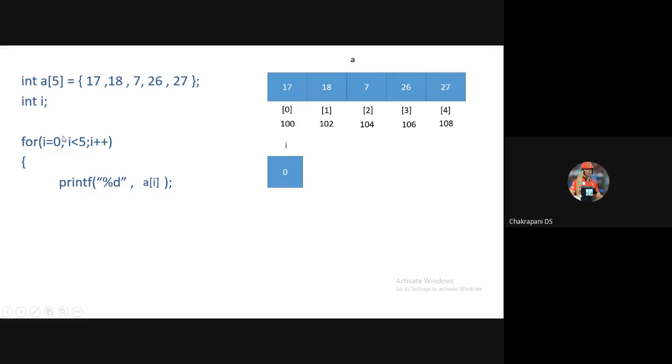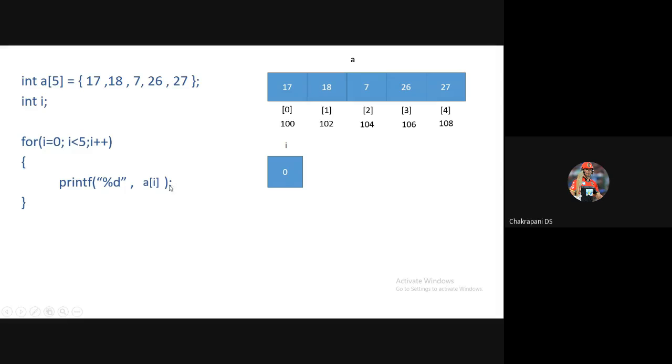Now i = 0, i < 5. We'll check the condition. What is the value of i? 0. 0 less than 5. Condition is true. What happens when the condition is true? The compiler enters into the statement block and executes this printf statement. Printf %d, a of, within the place of i, the computer takes the value of i, which is 0. So a[0]. What is the meaning of a[0]? The computer goes to a, to the index value 0, goes inside that particular memory block, and brings back that 17. It will display 17 on the output screen. So the first number displayed is 17.